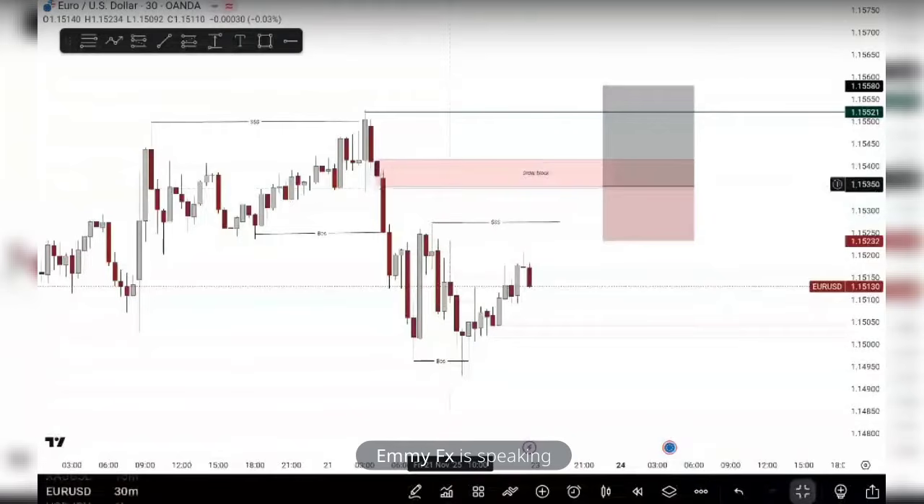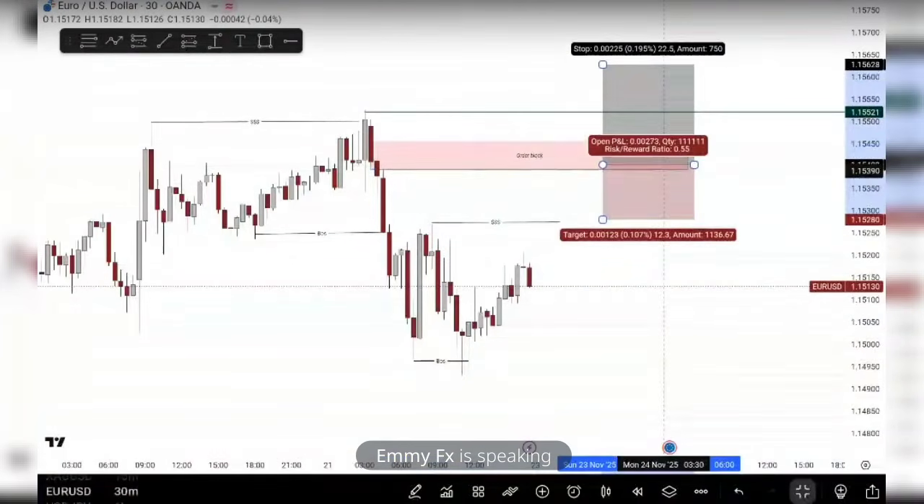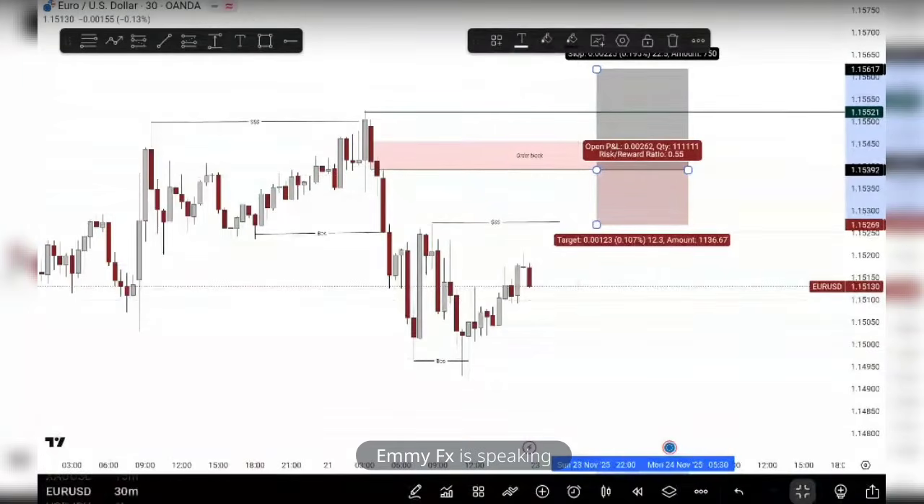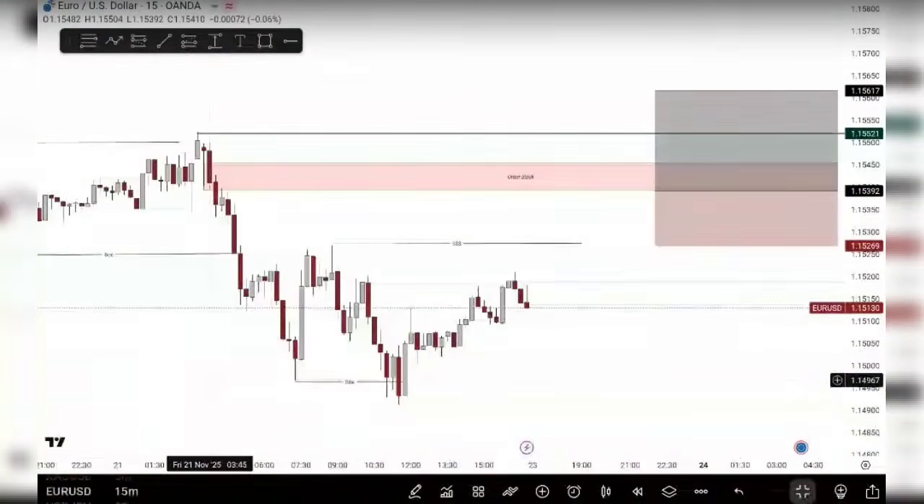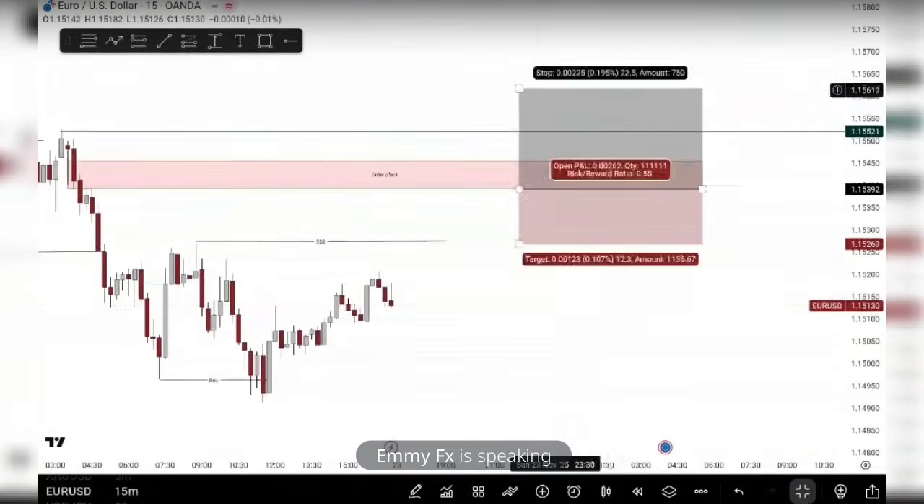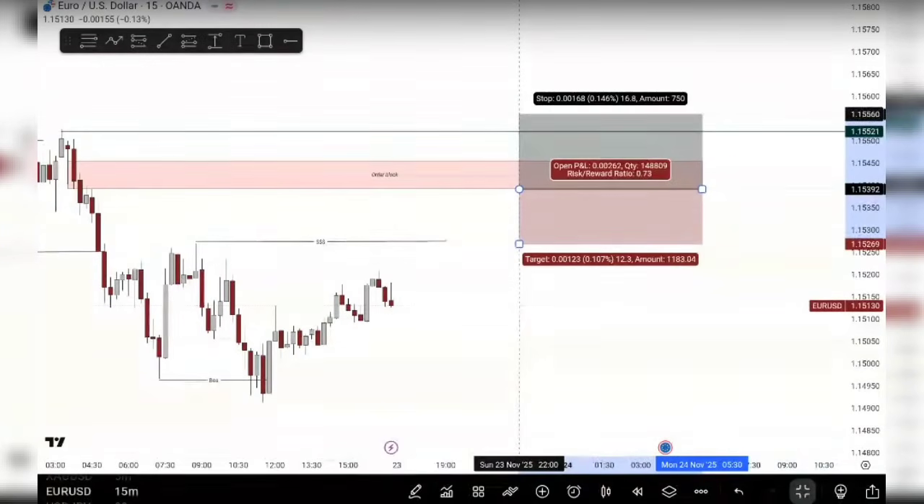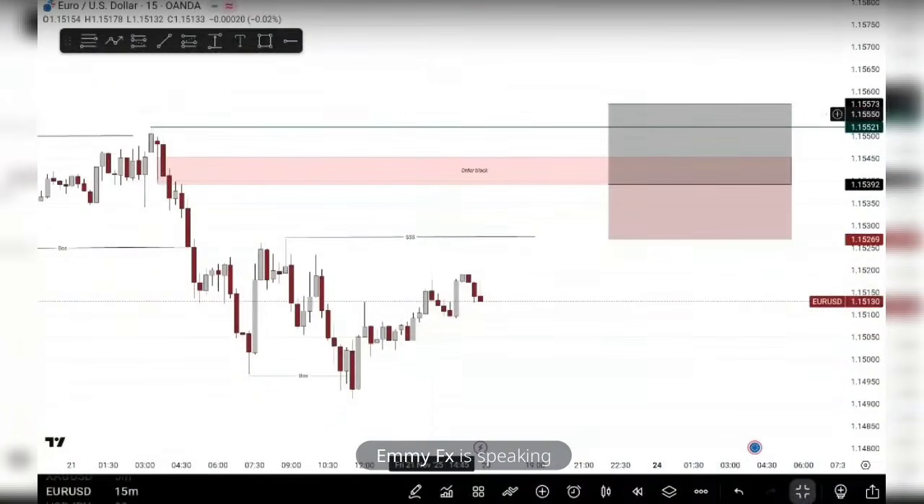I think for those proper risk managers, let's use this other block because our stop loss is kind of big. Let's use this one to reduce our stop loss, please. All right. Our stop loss is going to be 18 pips.